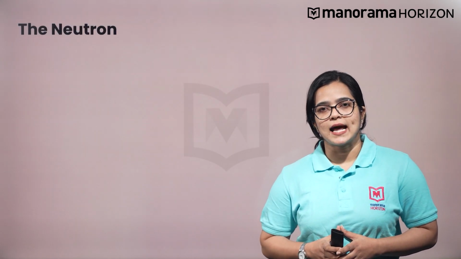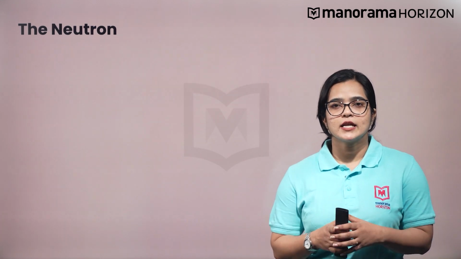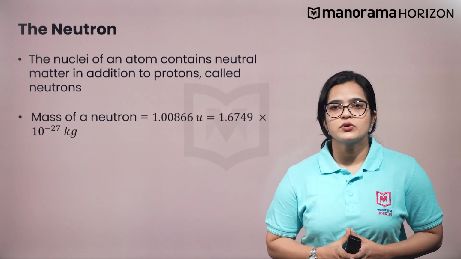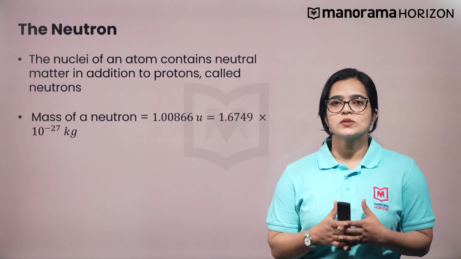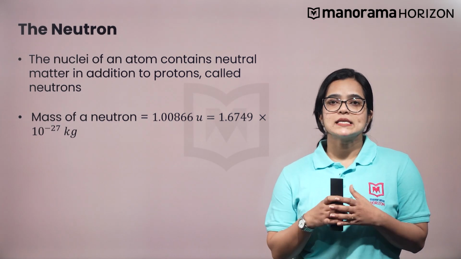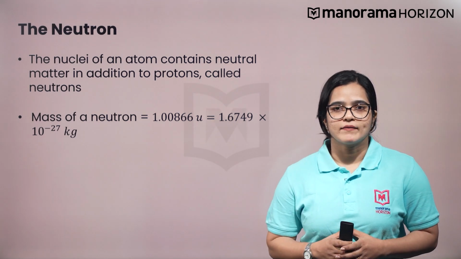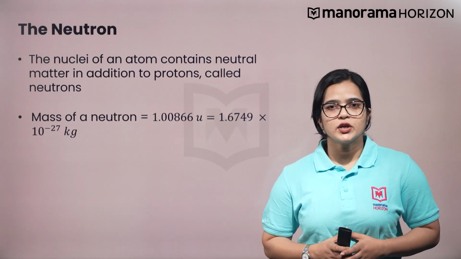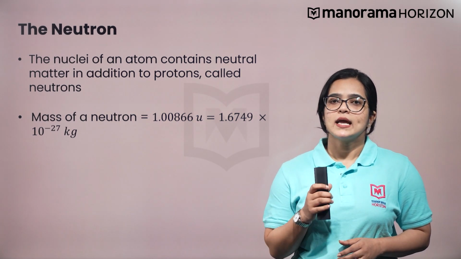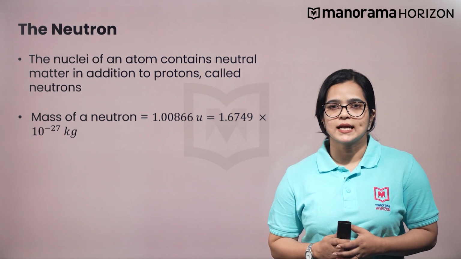Therefore, we can state that the nucleus of an atom contains neutral matter in addition to protons, called neutrons, and the mass of the neutron is 1.00866 u, that is equal to 1.6749 times 10 to the power minus 27 kilogram. A free neutron is unstable and it can decay into a proton, an electron and an antineutrino. However, it is stable inside the nucleus.